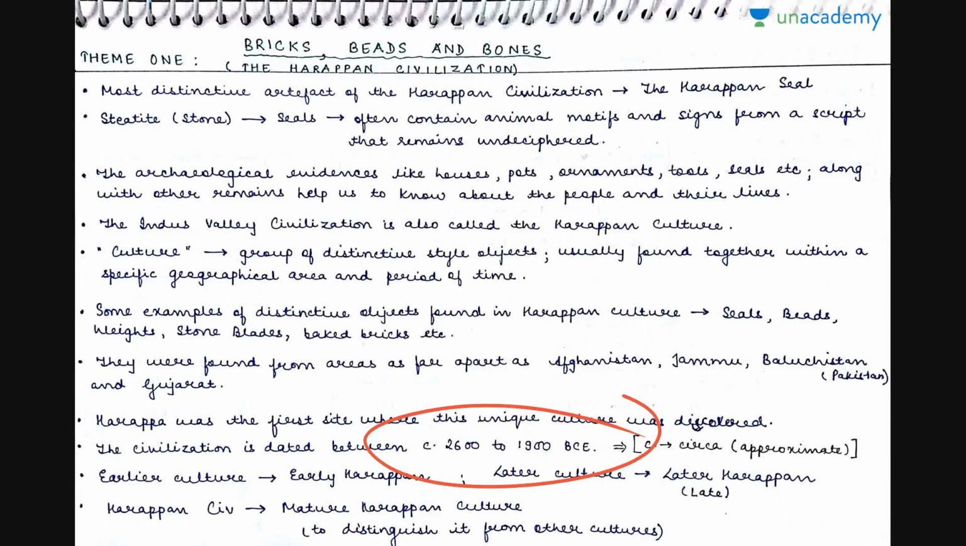Now, if you remember, I've told you in the previous course, BCE, you have to write in the comment section, right? And this c, the small c, is circa, that means approximate, and BCE is also used instead of BC. So these two terminologies, or you can say abbreviations, please write in the comment section.